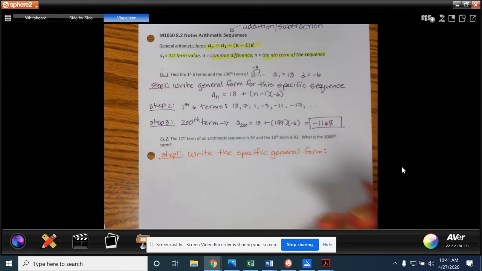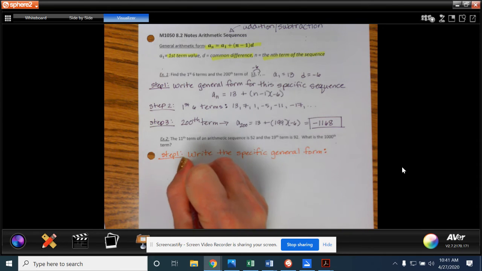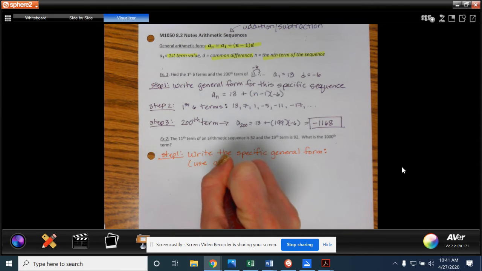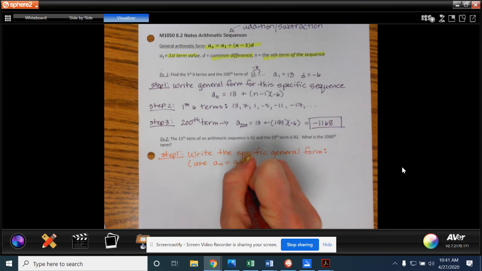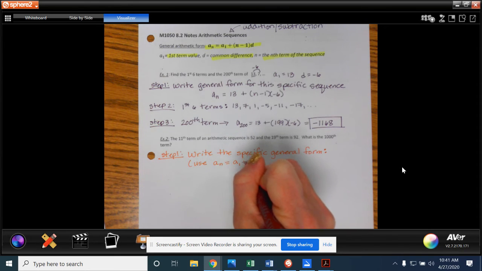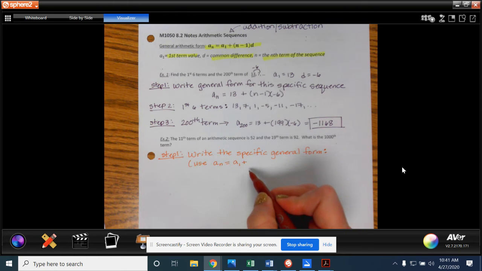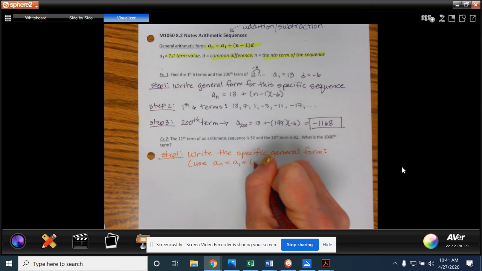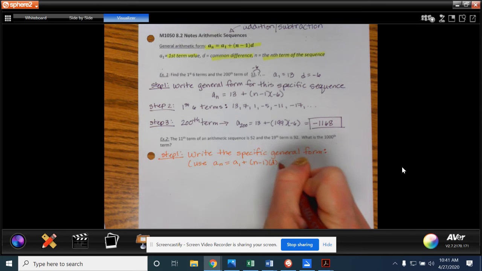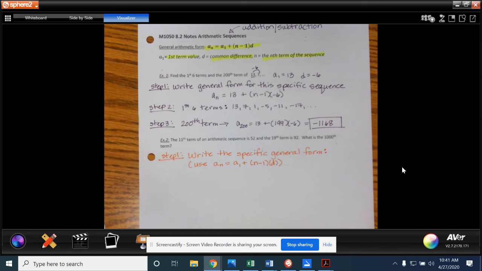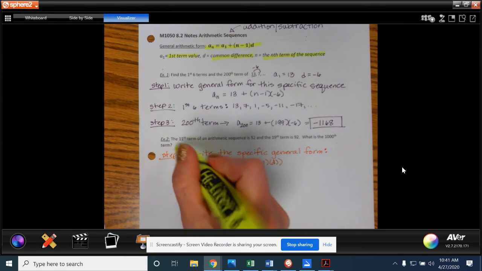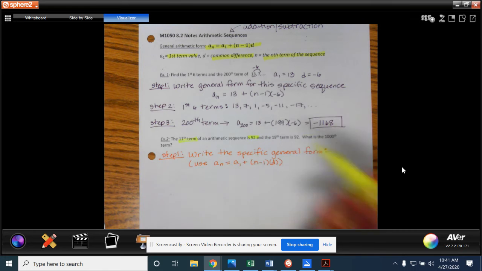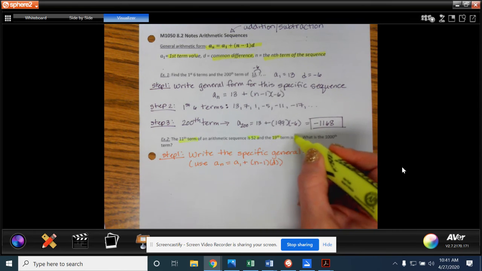And I'm going to be using the a of n equals a of 1 plus, and it is imperative that you have the plus, it's not multiply, plus n minus 1 times d. All right, now I have two positions I need to find. I have the 11th term. I know the 11th term in the sequence is 52. I know the 19th term is 92.